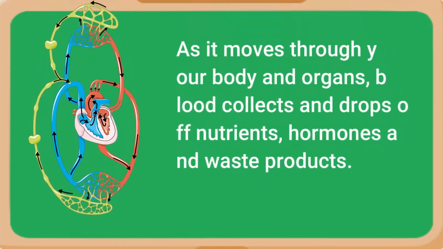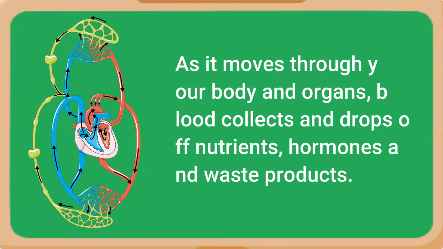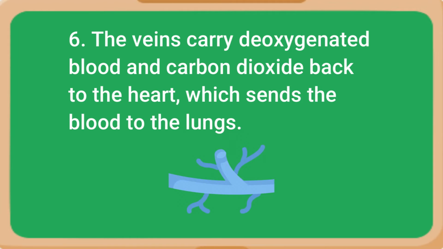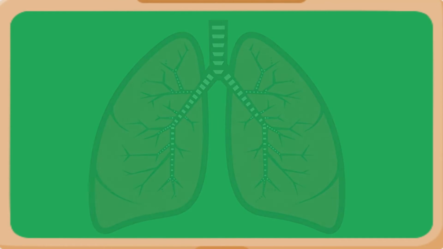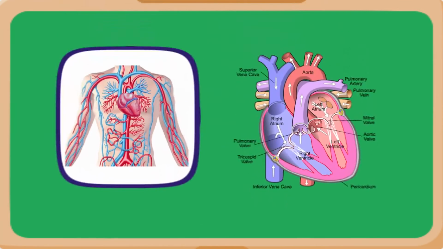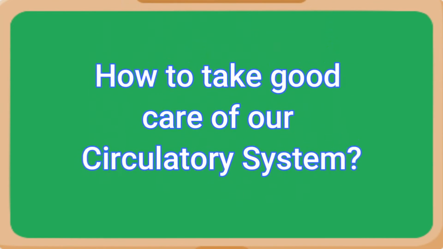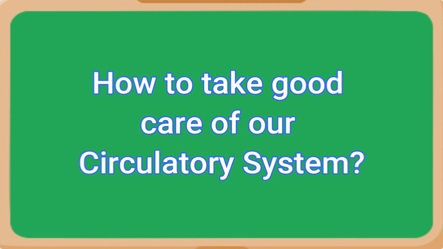As it moves through your body and organs, blood collects and drops off nutrients, hormones, and waste products. The veins carry the deoxygenated blood and carbon dioxide back to the heart, which sends the blood to the lungs. Your lungs get rid of the carbon dioxide when you exhale. After knowing the different parts of our circulatory system and how the circulation happens, let us now unlock how to take good care of our circulatory system.